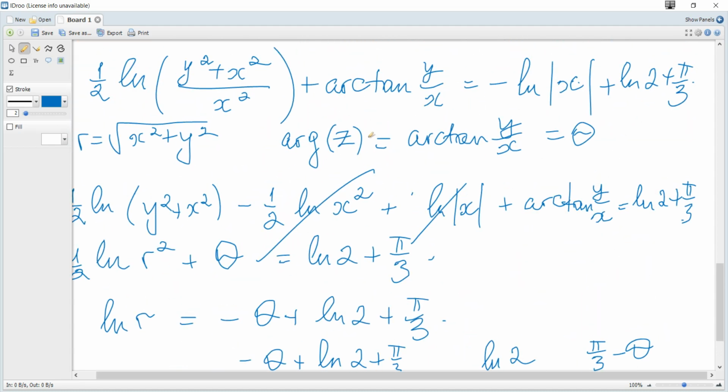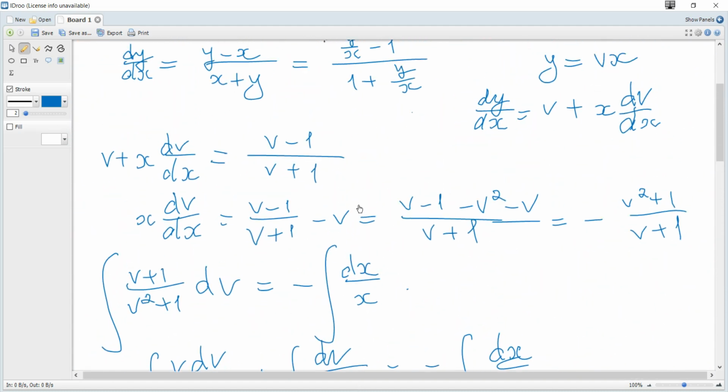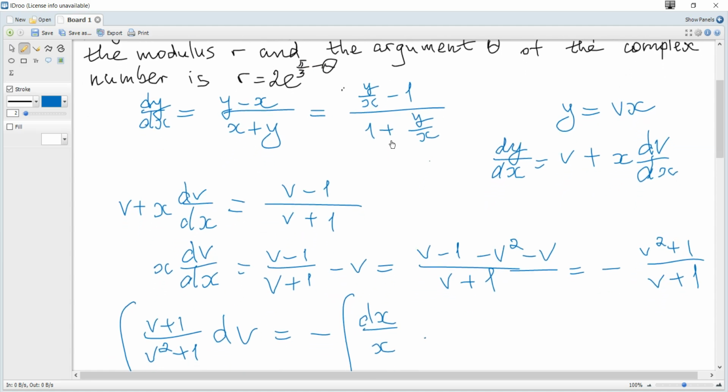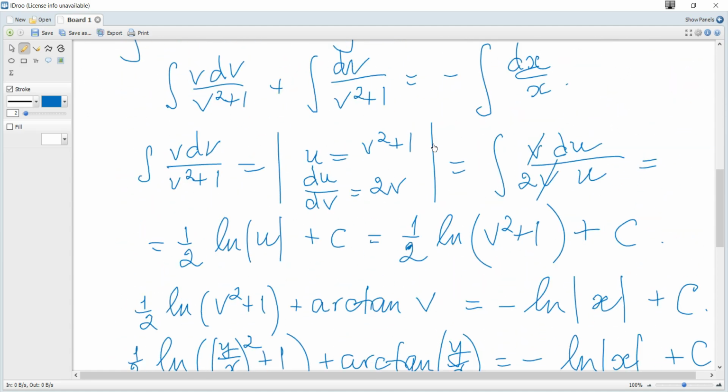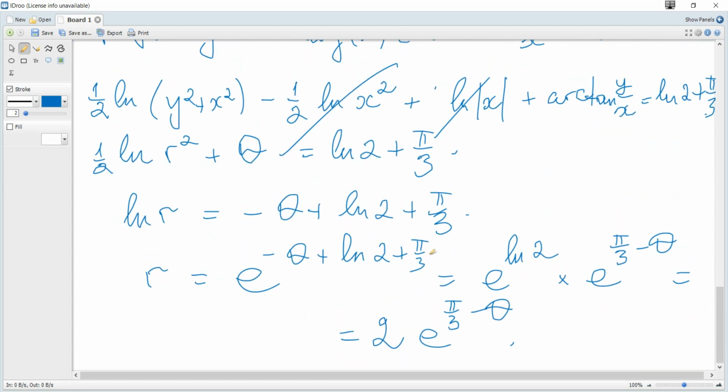And we can see that the modulus is equal to 2 e to the power of pi over 3 minus theta, as required. And that's all for this question.